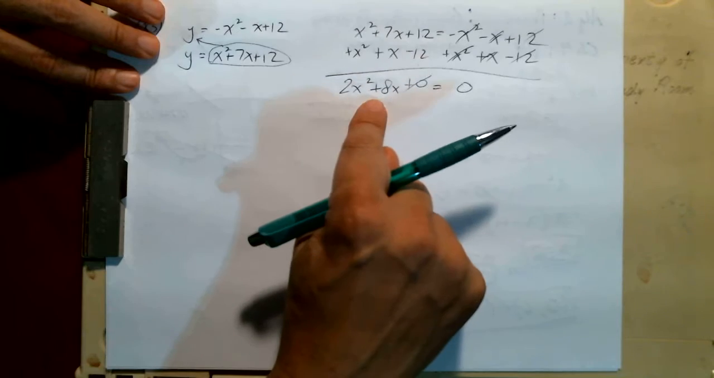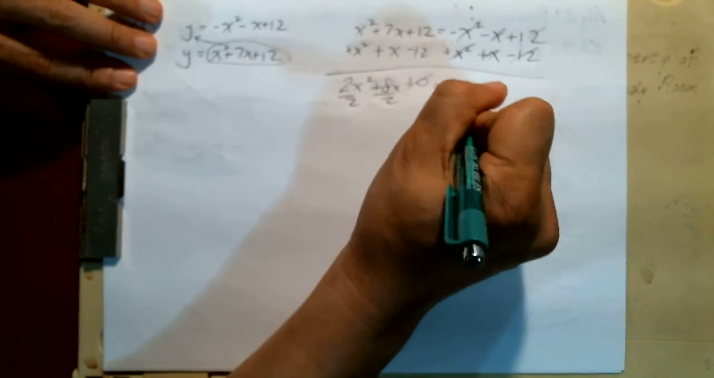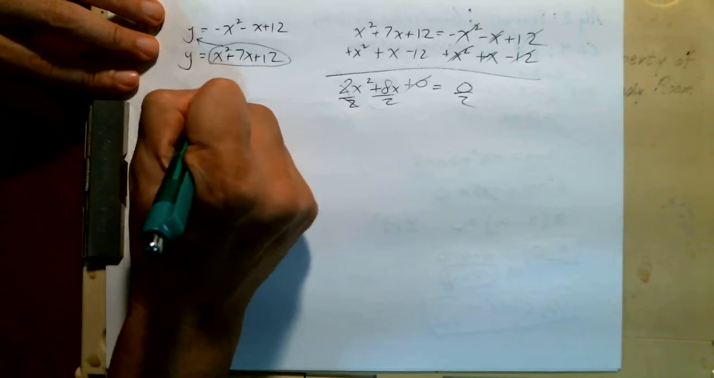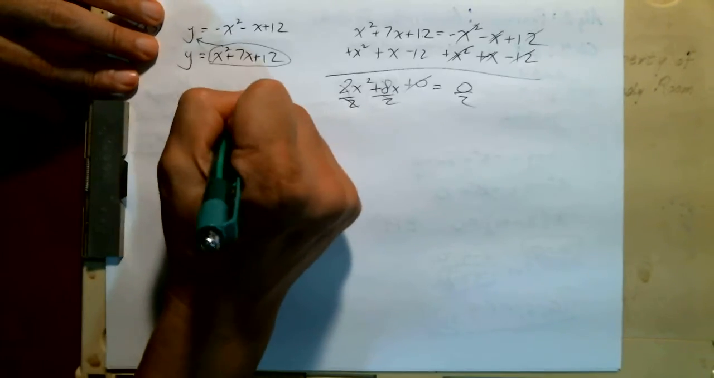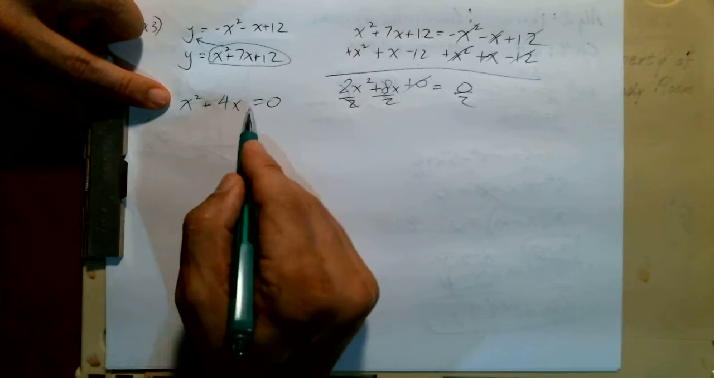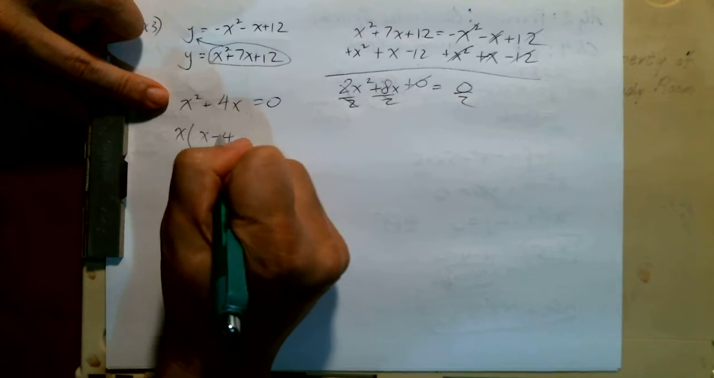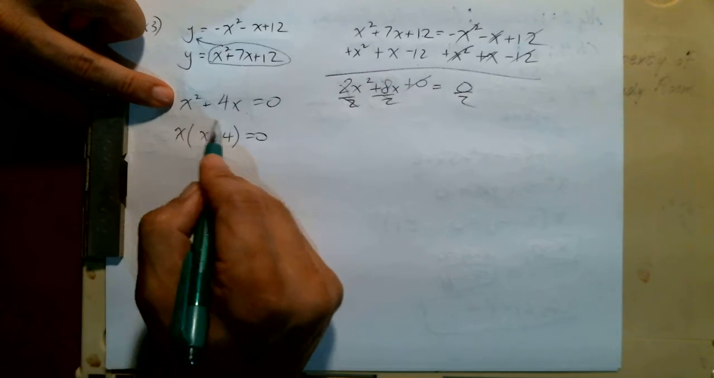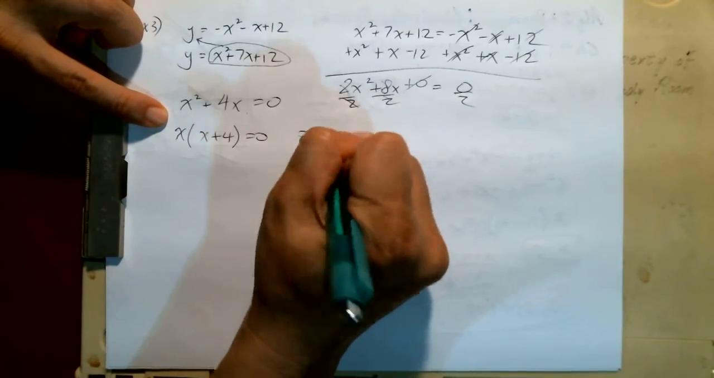I'm going to simplify this a little bit more before we actually work with it. I'm going to divide by 2 to the left and to the right. So the 2's cancel. x squared plus 8x over 2 cancels to 4x equals 0. Well, how do we solve this at this stage? There's no constant term, so we're just going to factor out an x. You end up with x times (x plus 4) equals 0. Distribute that, you get x squared plus 4x, right?